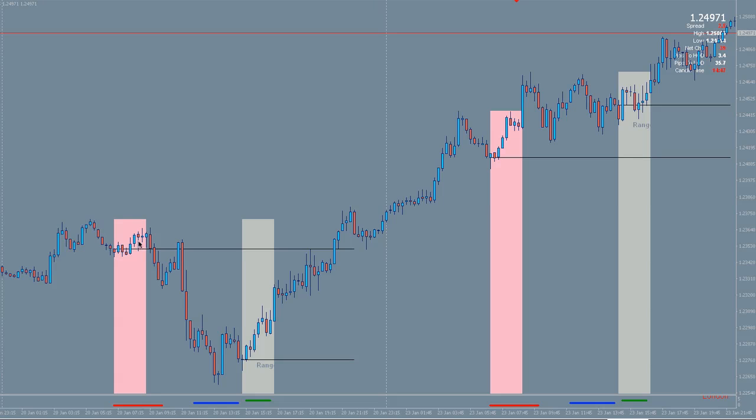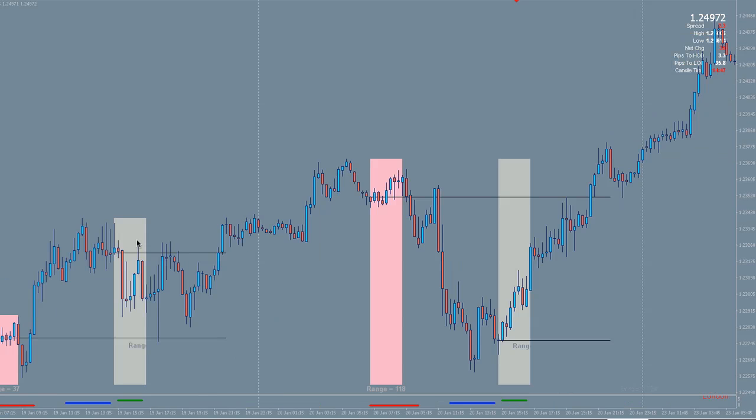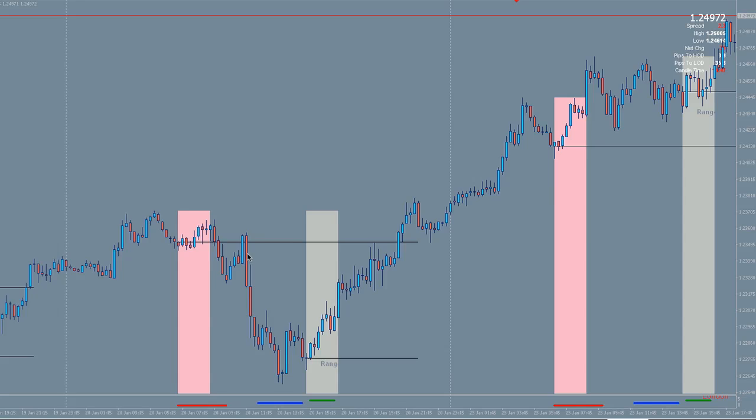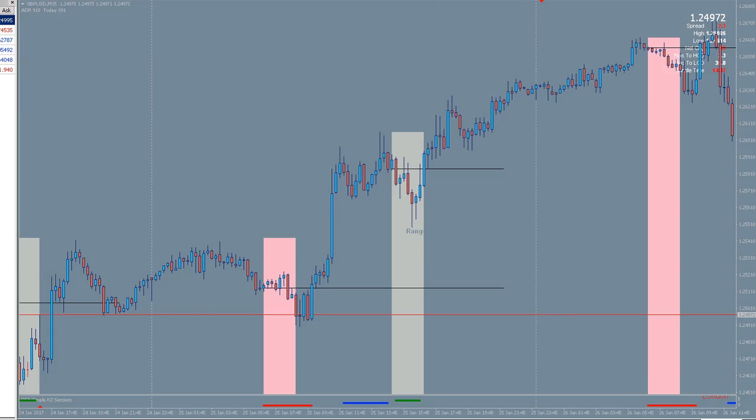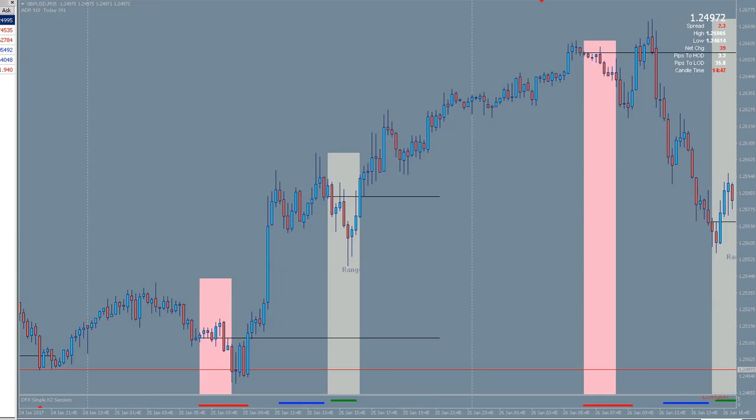Here again, Judas swing, order block, down. Here again, Judas swing. Misses the time zone, but it's not perfect, guys. We're out of data. Judas swing, up we go. And this works on all pairs. It doesn't just work on Great Britain USD. It works on all pairs.